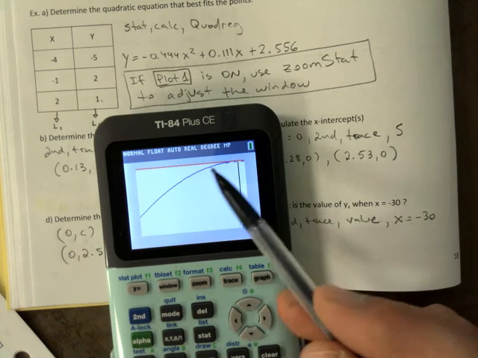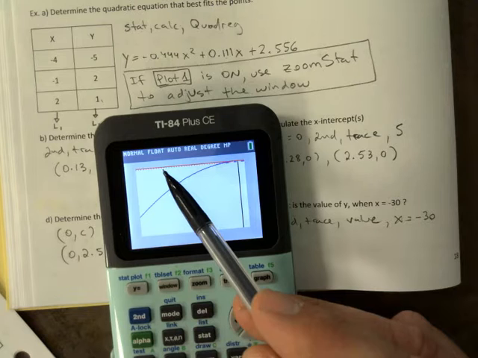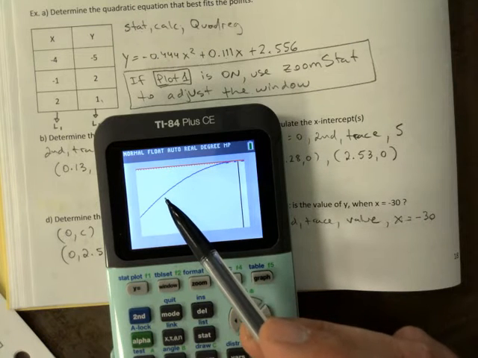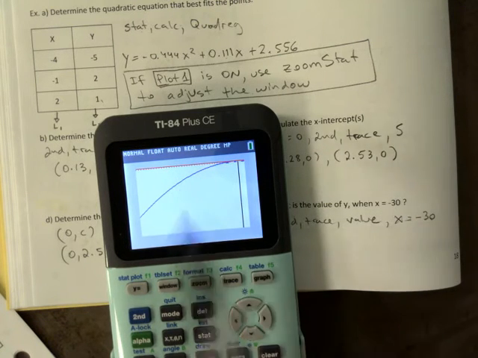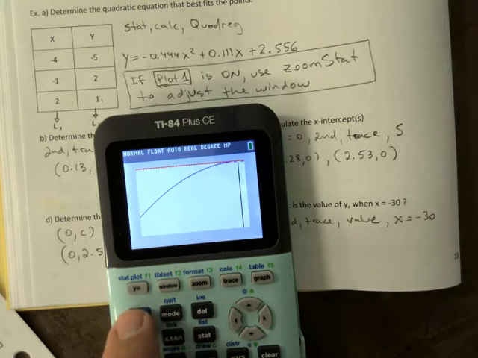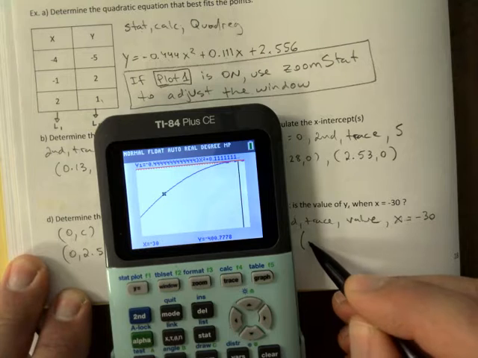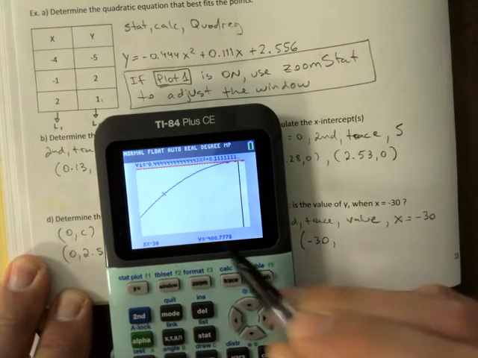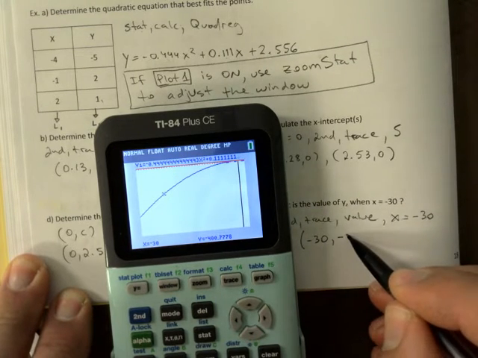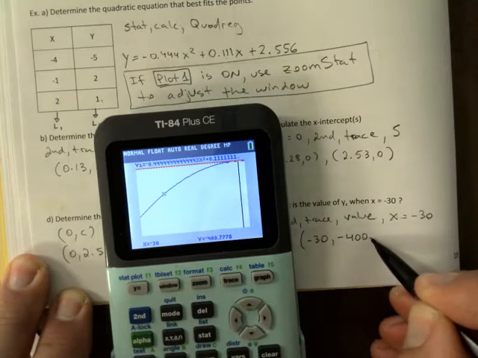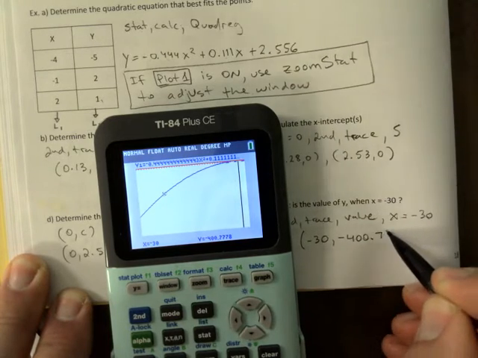See, now you're seeing, right? This is -30 right about there. And you can see the whole stretch in that region. So you're going to go second, trace 1, type in -30, and there it is. -30, and my Y value is -400.778.